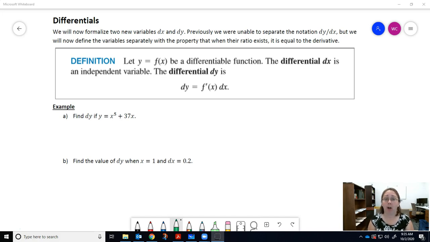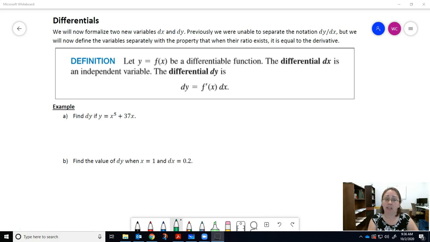Definition. Let y equal f of x be a differentiable function. The differential dx is an independent variable. The differential dy is defined by this equation here. So the differential dy is defined to be the derivative of f times the differential dx.